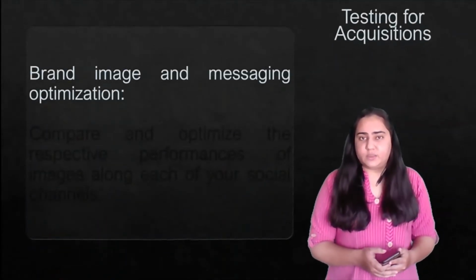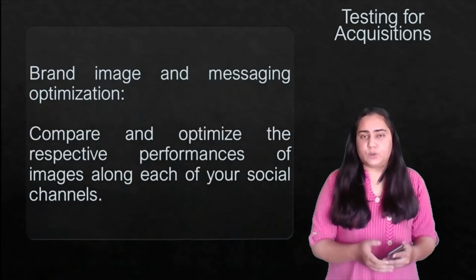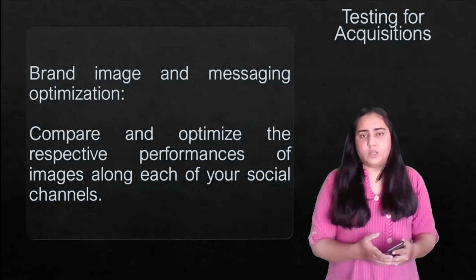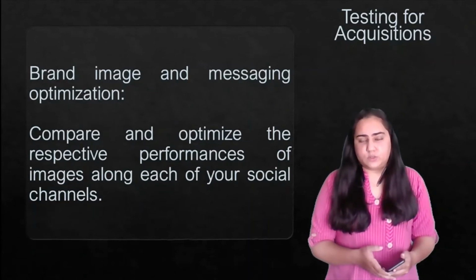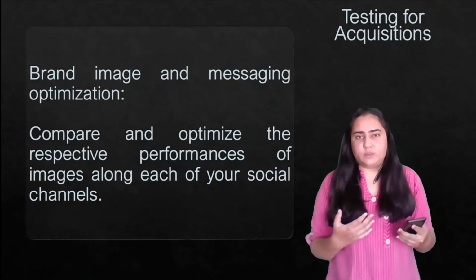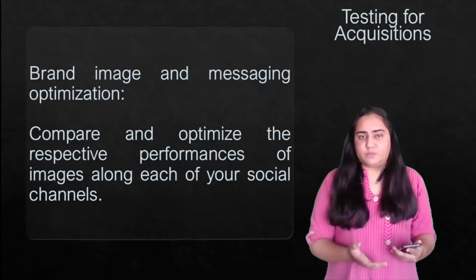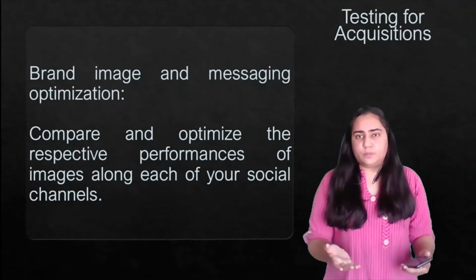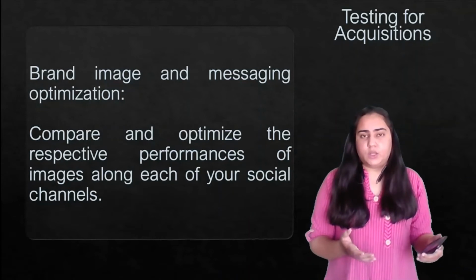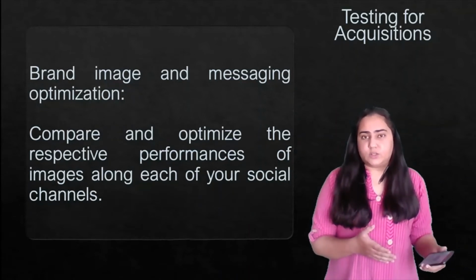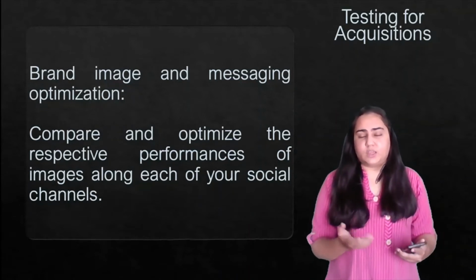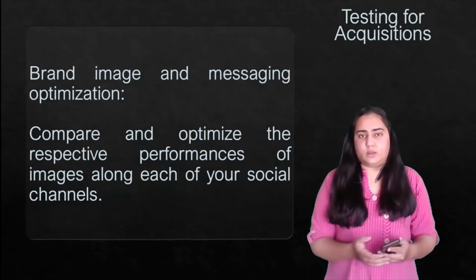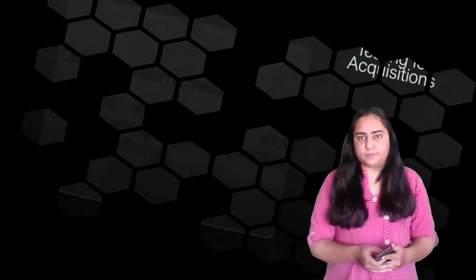Next you can do is brand image and messaging optimization. You should compare and optimize the respective performances of images along each of your social channels. So it's not just about messaging, but images as well. Some images might be performing better on Twitter and some might be performing better on Facebook. So you'd want to know which images exactly are working well with Twitter audiences. And to do that, you would again want to perform testing for acquisitions over the images and messaging optimization.